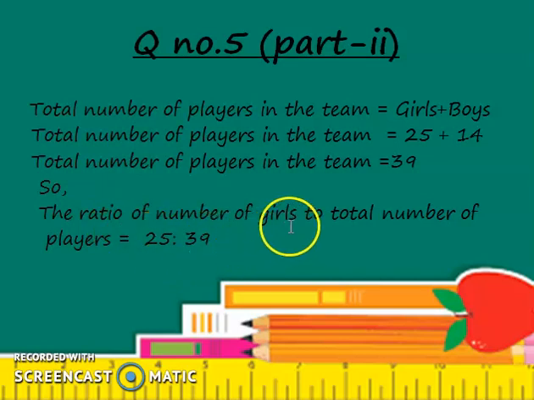This is the ratio of the number of girls to the total number of players. The word 'to' shows that we have to put the ratio sign here. The number of girls is before 'to', so we have to write the number of girls before the ratio sign, and the total number of players is after this 'to', so we have to write the total number of players after the ratio sign. Okay, don't mix it up.